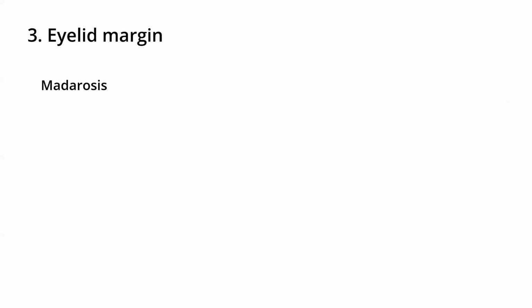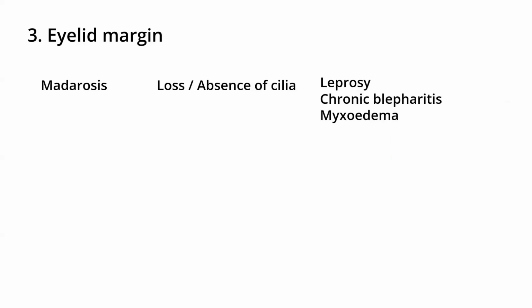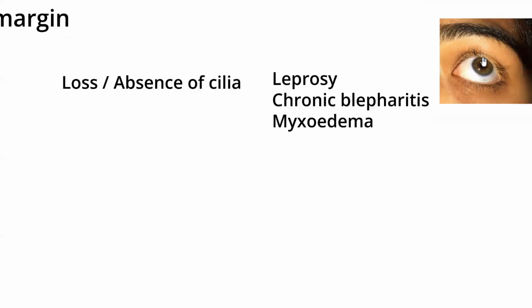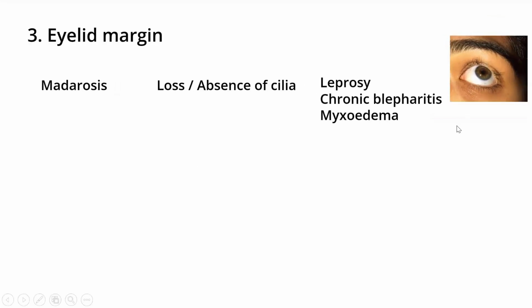Okay. Now, what else will you see in the eyelid margin? Madarosis. What we saw in the eyebrow, we can see in the eyelid margin also. There is loss or absence of cilia, which can be seen in leprosy, chronic blepharitis, or myxedema. So, what do you see here? You see that there is loss of eyelashes. So it could be a particular blepharitis or a recurrent infection in that particular part that will cause loss of eyelashes.